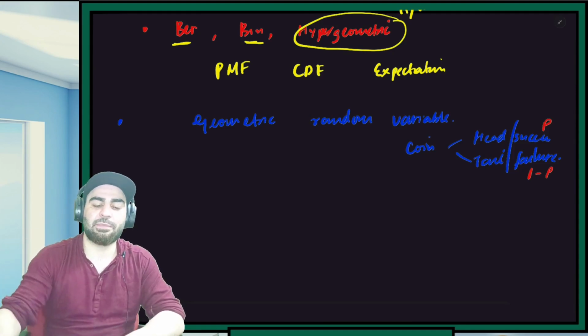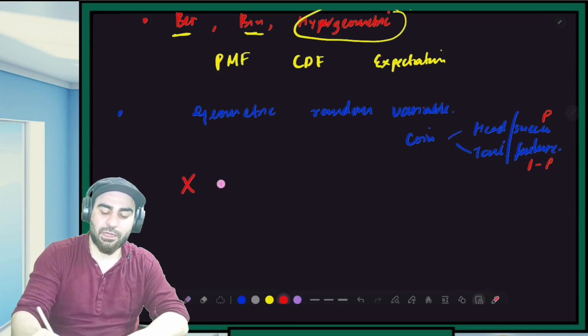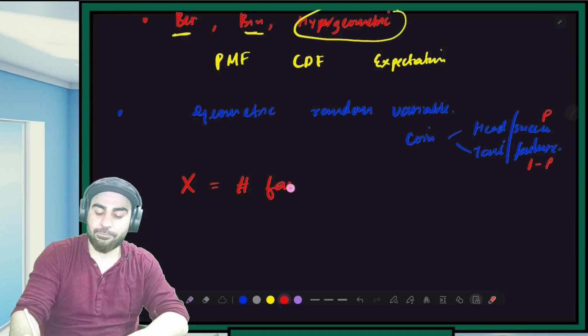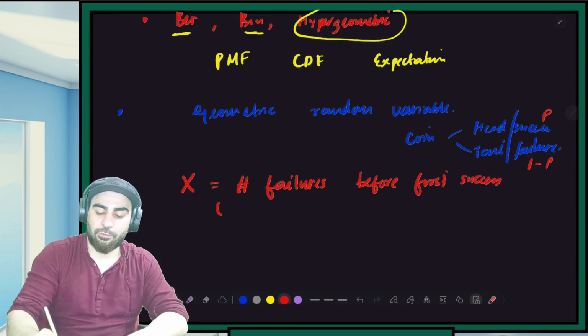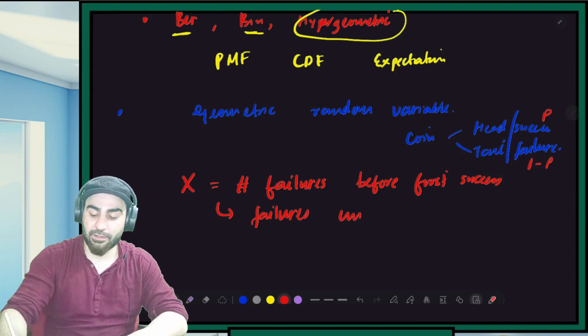And it is defined sometimes in a different way. Sometimes some books define it like this: if X is a geometric random variable, some books will define it as the number of failures before the first success. Or it might be defined as failures until the first success, where basically the last toss is also taken into consideration.